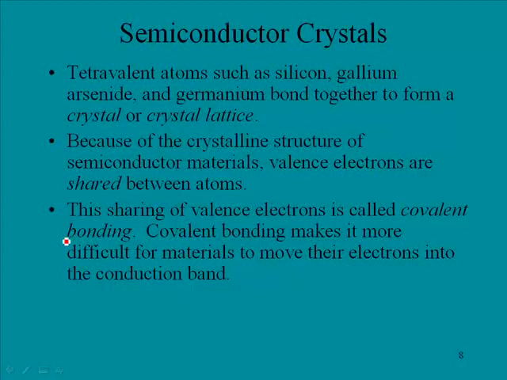Okay, semiconductor crystals. Tetravalent atoms such as silicon, gallium arsenide, and germanium bond together to form a crystal or crystal lattice. Because of the crystalline structure of semiconductor materials, valence electrons are shared between atoms. This sharing of valence electrons is called covalent bonding. Covalent bonding makes it more difficult for materials to move their electrons into the conduction band.